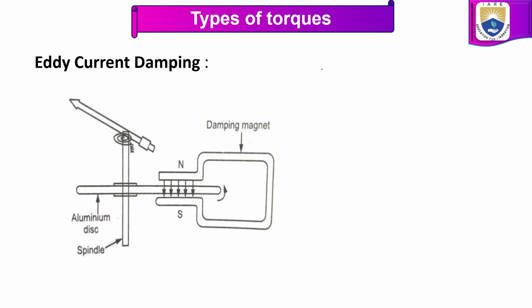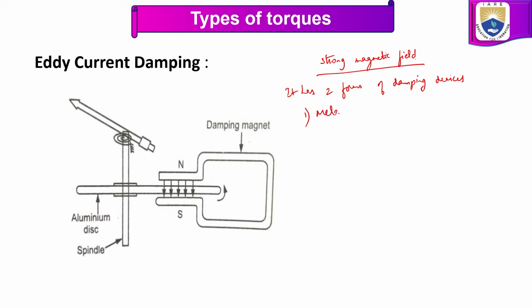Eddy current damping is used in the instruments where we have a strong magnetic field. So the requirement for this is a strong magnetic field. This type of damping has two forms of damping devices. The first one is metal former and the second one is aluminum disc.